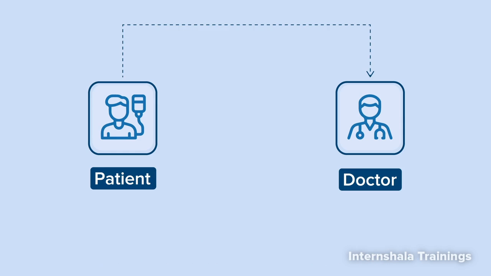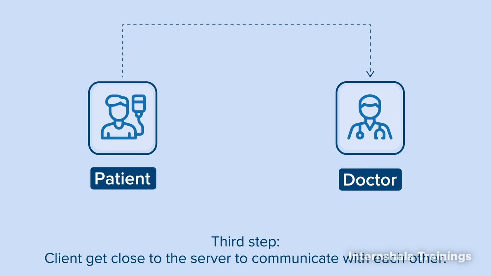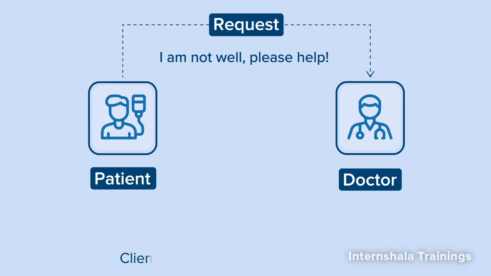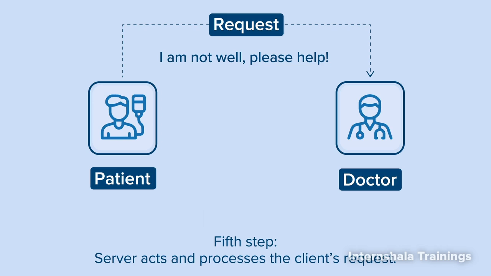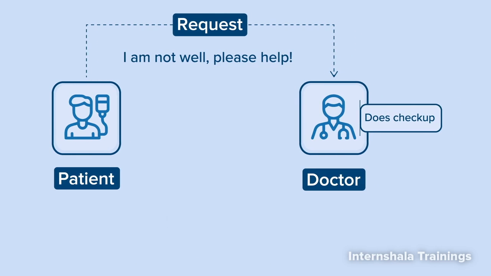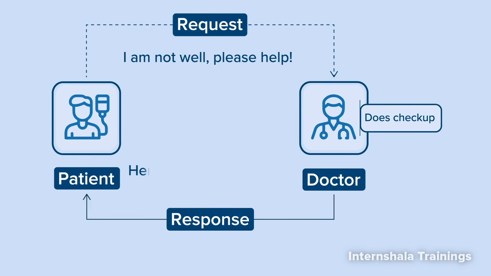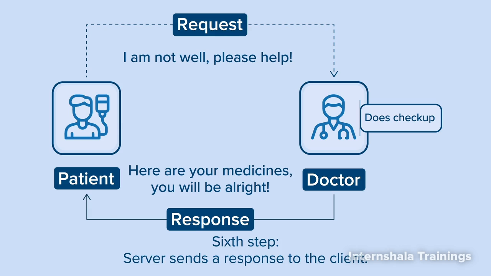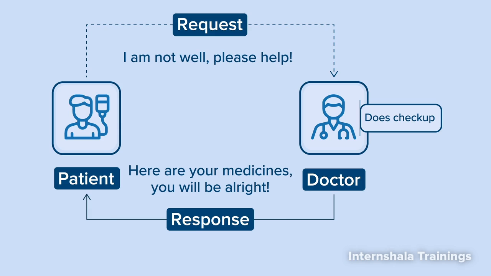Next, you go to the doctor, which is the same as the third step, that is, the client gets close to the server so that they can communicate with each other. Then you request the doctor to diagnose you, which is again the same as the fourth step. Now the fifth step states that the server acts and processes the client's request. And here in this case also, the doctor acts on your request and starts the checkup. And finally, the doctor prescribes you the relevant medicines, which is basically the last step of the client-server communication channel. I hope now you have understood the steps that are involved in the client-server communication channel.